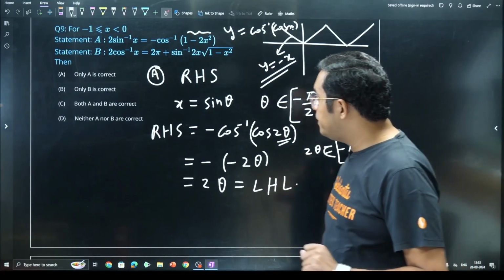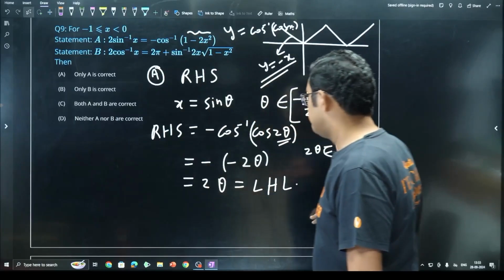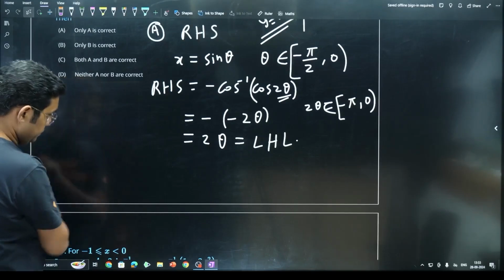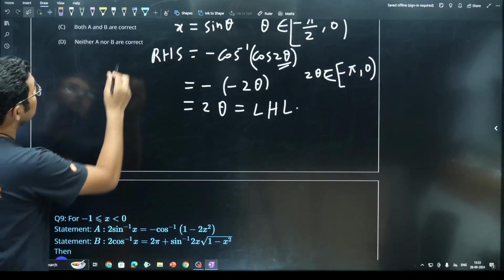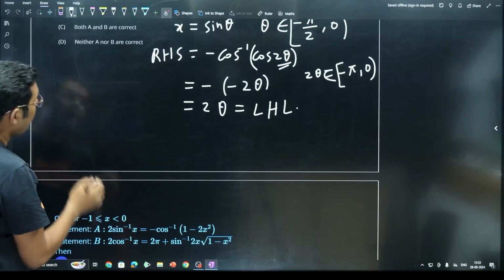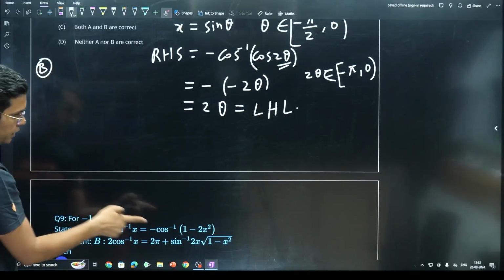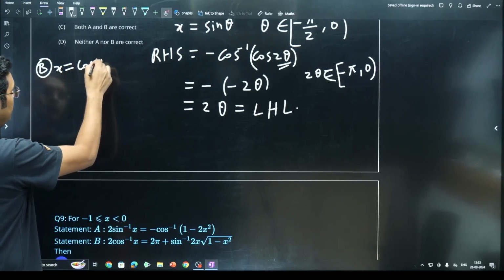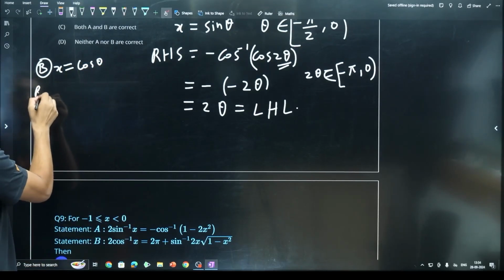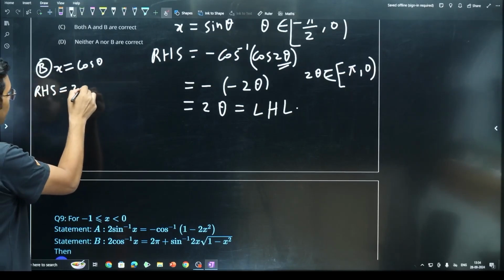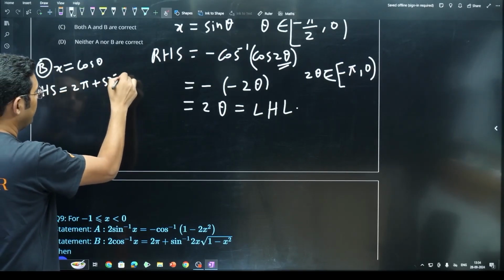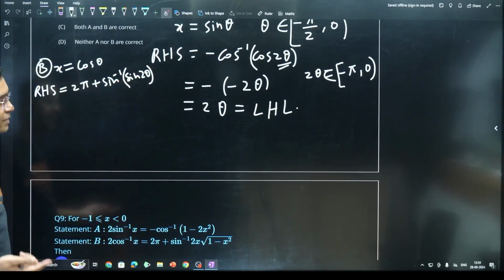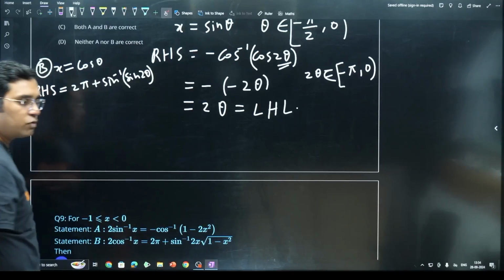Now let's see if statement B is also correct or not. For statement B, let's take it from here. Again, I'll take RHS first, and because I need it in terms of cos inverse, I will put x as cos theta. So my RHS for statement B will be equal to 2 pi plus sine inverse sine 2 theta. You can check, because it is 2x into root 1 minus x square, and x is cos theta, so root 1 minus x square will be sine theta.